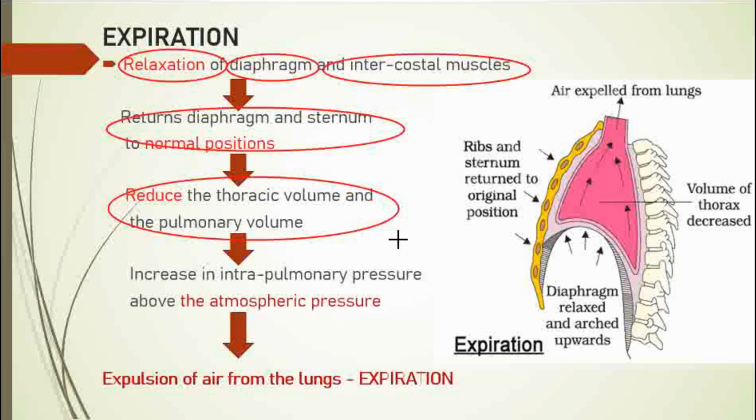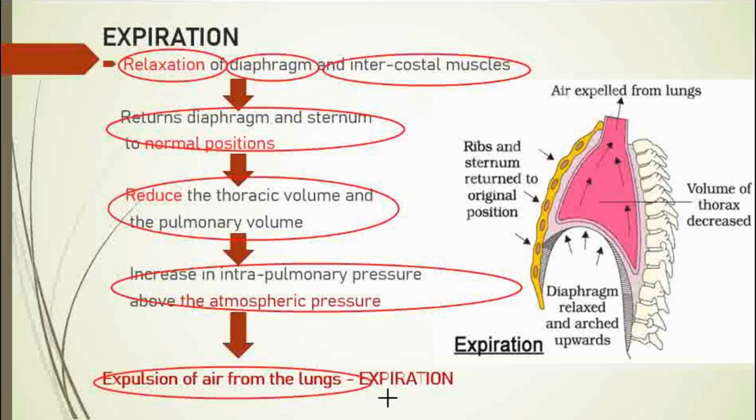So first we saw that the volume increases, and here the volume reduces. When the volume reduces, what happens to the pressure? The pressure is the opposite, it gets increased. So an increase in the intrapulmonary pressure above the atmospheric pressure occurs. So here also a pressure gradient is developed. In this case, the opposite of inspiration occurs. There is expulsion of air from the lungs, which is known as expiration.